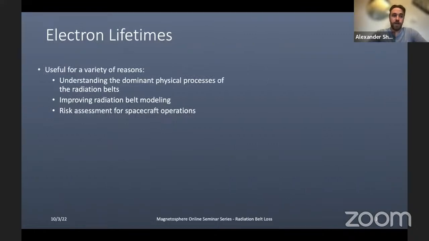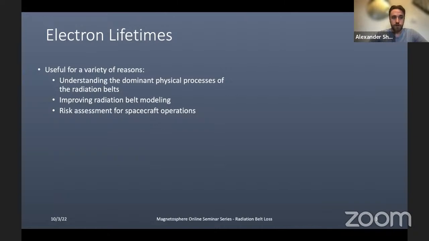So an accurate quantification of electron lifetimes is important for a couple of reasons. Number one, it helps us understand the dominant physical processes of the radiation belts. Like I just mentioned, radiation belt particle precipitation occurs due to a variety of wave-particle interactions. These waves pitch angle scatter electrons into the bounce loss cone, allowing them to reach altitudes to interact with the upper atmosphere and ionosphere. And the timescale of interaction between wave and electron depends on the wave mode. Therefore, the electron lifetime provides some insight into what the dominant physics are.